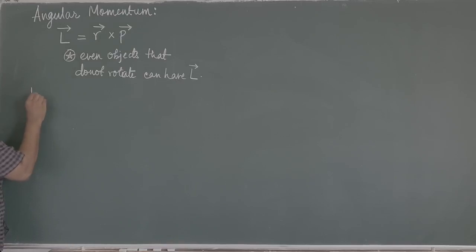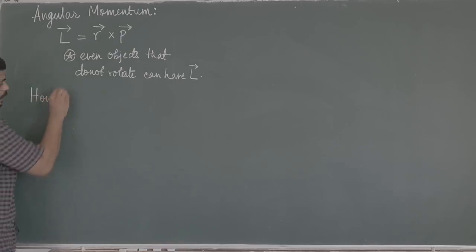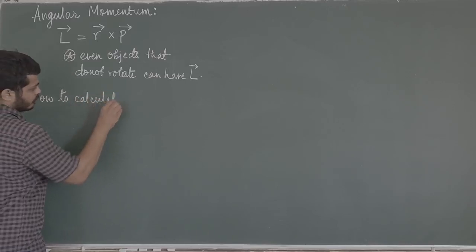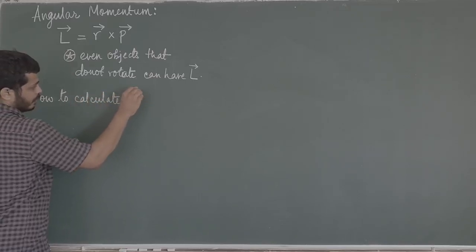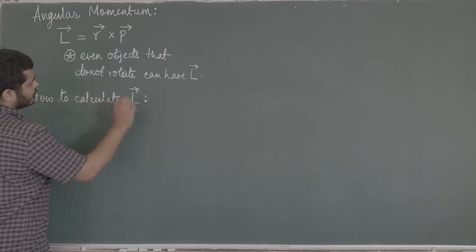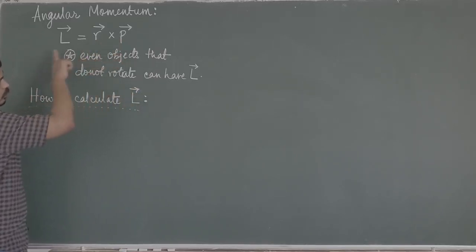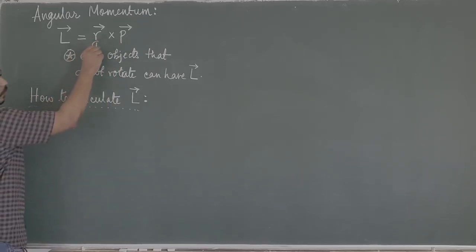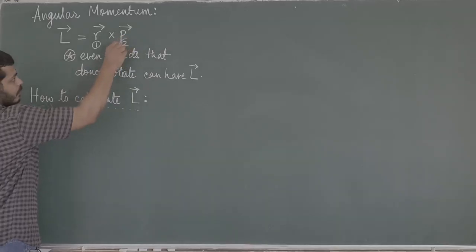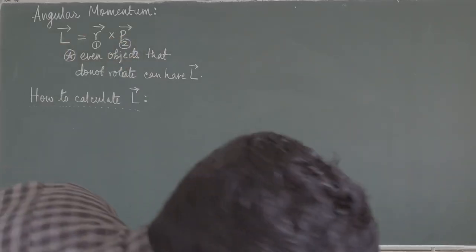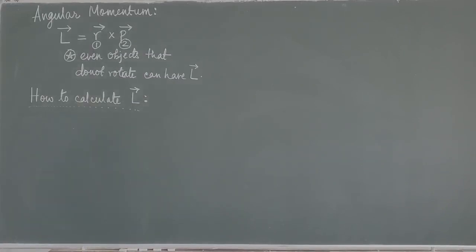So in today's class, I'm going to give you some problems on how to calculate L, and then we will see how to use L. First of all, how to calculate L vector. Keep in mind that the L vector has a cross product. So you require two things: you require R, you also require P. We require the radius vector and the momentum vector of that object.